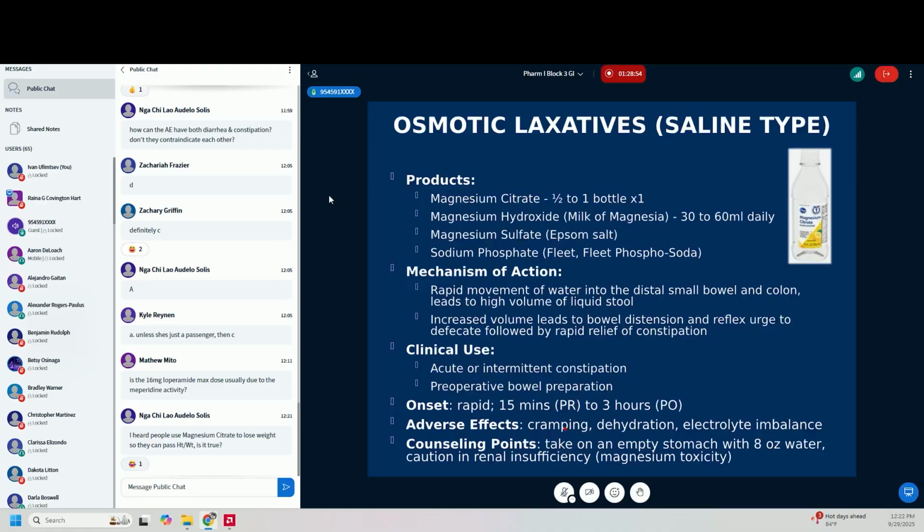Caution in our patients with renal insufficiency, because that magnesium can build up and cause toxicity. They should be taking it on an empty stomach, making sure that they're drinking a lot of water with a lot of these meds. And yes, some people do use their magnesium for that.